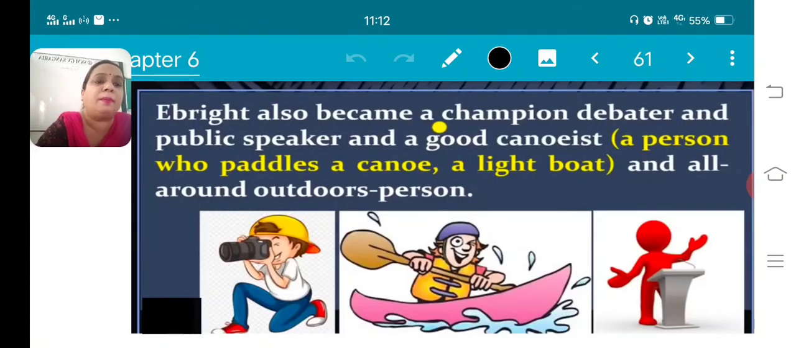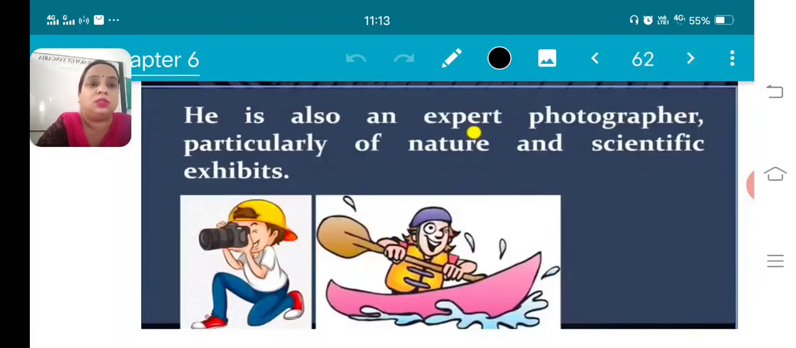Bright also became a champion debater and a public speaker and a good canoeist. A canoeist is someone who paddles a canoe. A canoe is a small light boat. And he was an all-around outdoors person. So along with his collections and his interest in science, he started to give time to his other interests also, and he became a champion debater, a great public speaker, and a boat racer also. So he was also an all-rounder outdoor sports person, we can say.